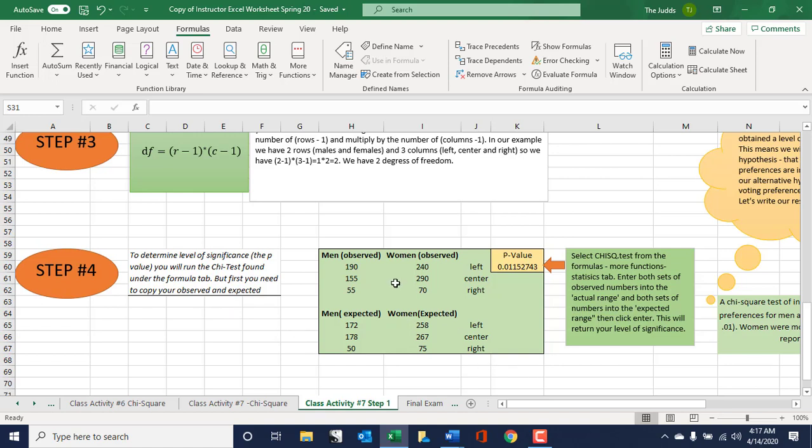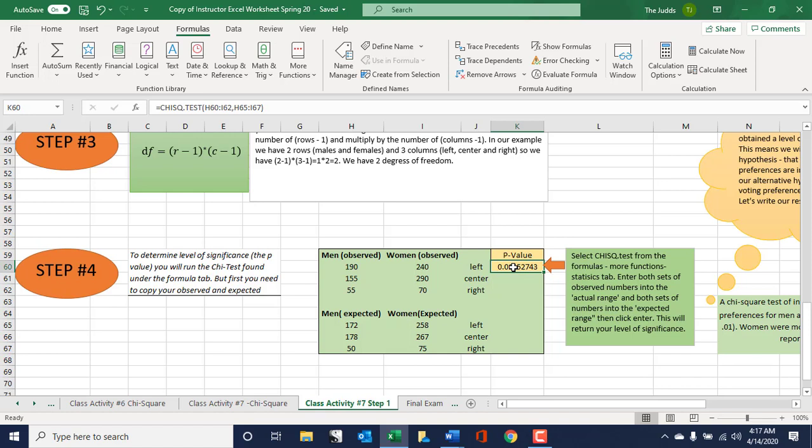The first thing you have to do is extract your numbers and put them side by side, like we've had to do with the t-test and the ANOVA. We have to have those categories side by side. So we need the observed numbers for men: 190, 155, and 55, which is male left wing, male center, male right wing. We need the women next to it, observed: 240, 290, 70. Then below it you need to put your men expected and your women expected. You need to create this table so that you have these numbers together to get your p-value, which is your alpha value or your chi-square statistic.